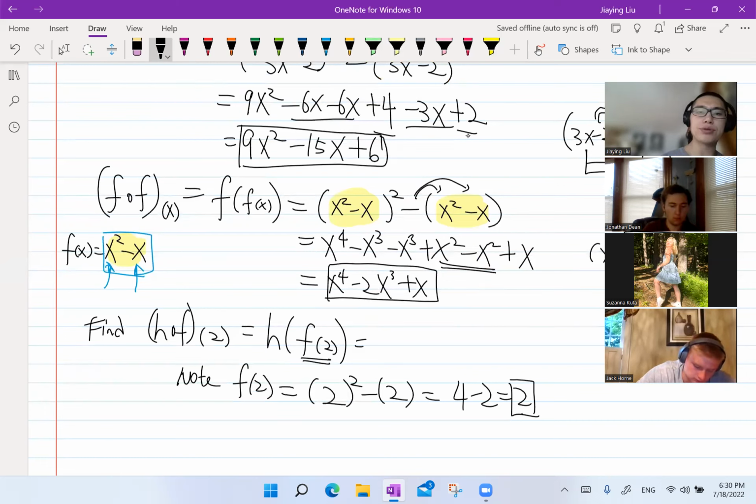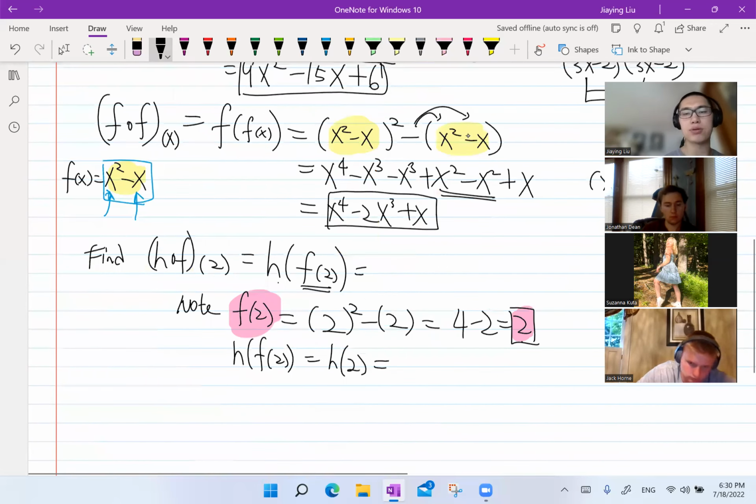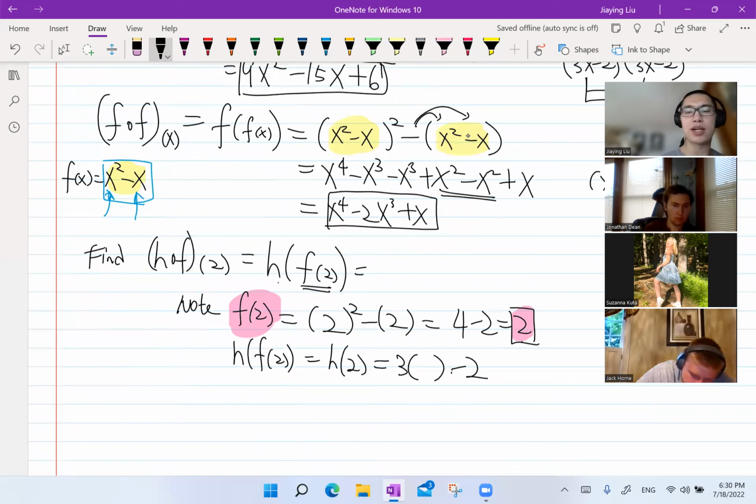And we're going to take f of 2 and put it into the h function. So h of f of 2 becomes h of 2 now, because f of 2 is equal to 2. So h of 2, we're going to take 2, put it in the h function, which is 3x minus 2. So that's 3 times some parentheses minus 2. The parentheses has a value of 2, because it must be the same value. So that's 6 minus 2, 4. So this is how we find the compositional function evaluated at a given x value.